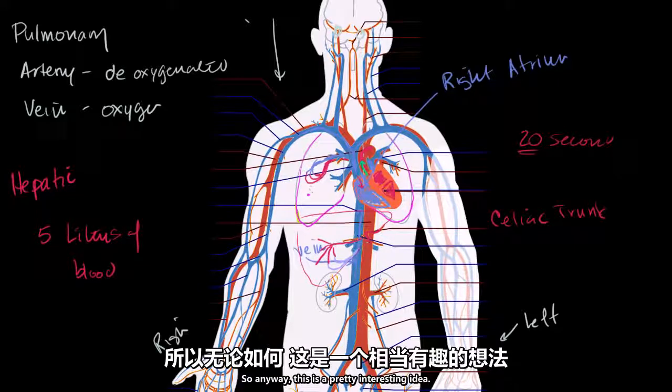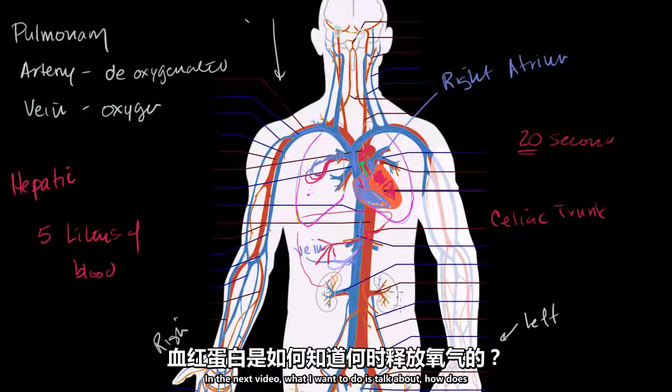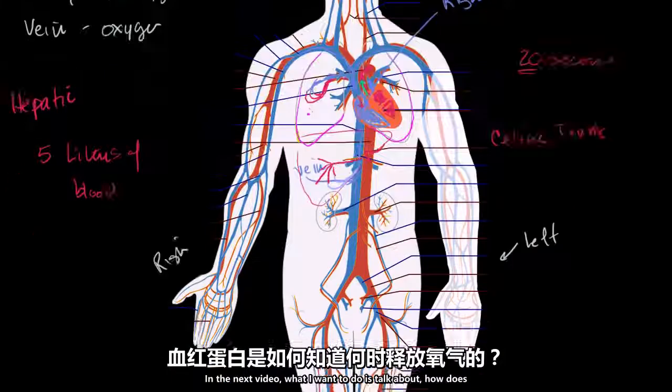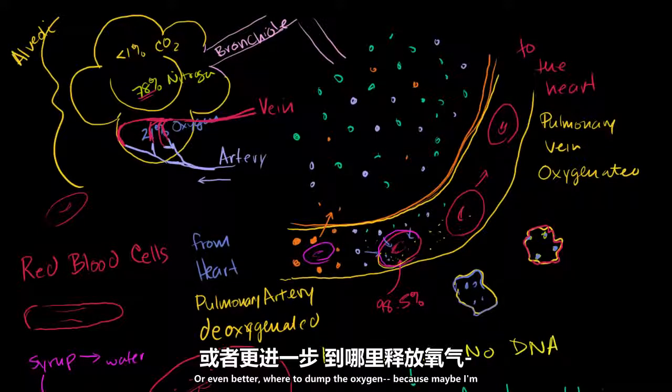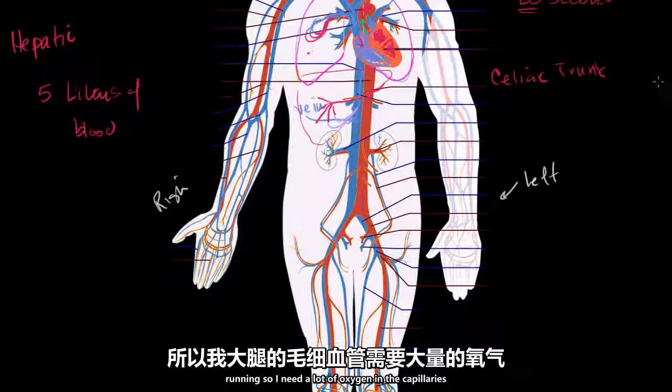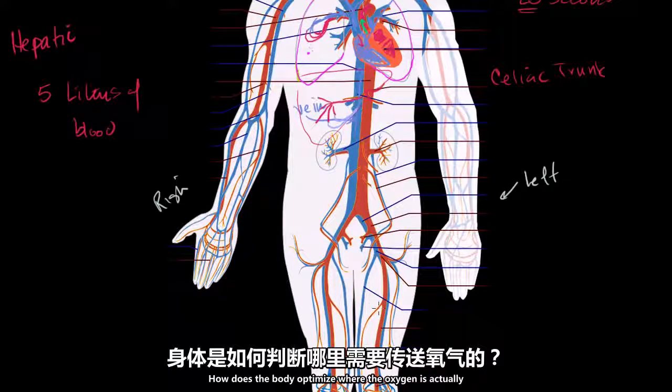So anyway, this is a pretty interesting idea. In the next video, what I want to do is talk about how the hemoglobin knows when to dump the oxygen, or even better, where to dump the oxygen. Because maybe I'm running, so I need a lot of oxygen in the capillaries around my thigh muscles. I don't need it necessarily in my hands. How does the body optimize where the oxygen is actually delivered? It's actually fascinating.